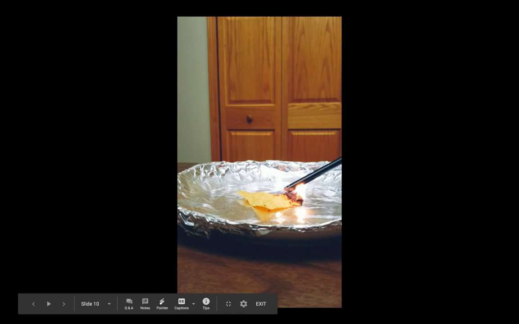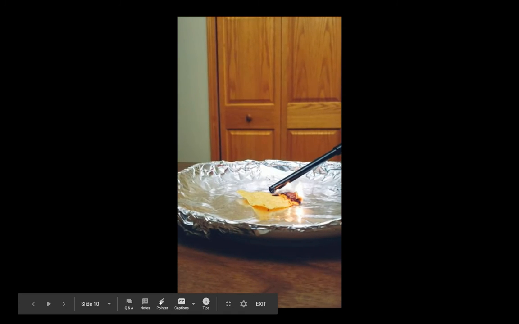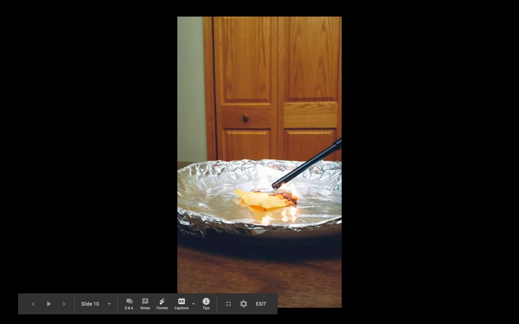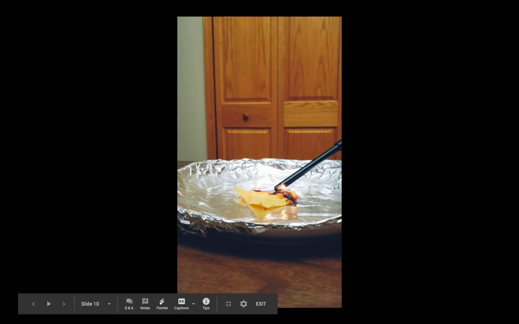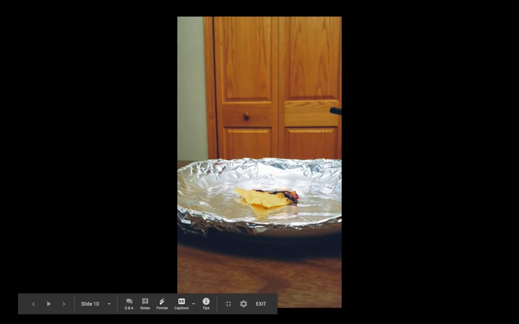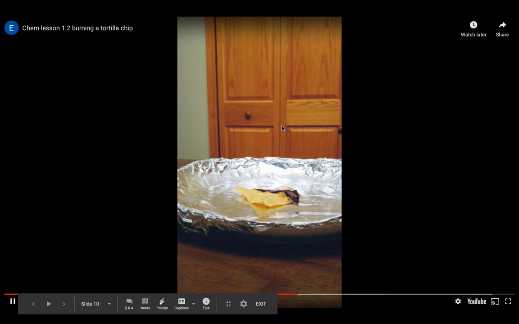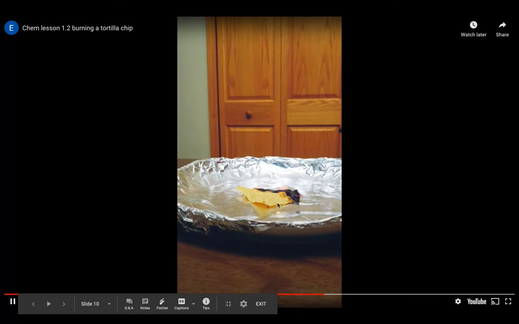You notice the color is changing. You see flames, nothing big, definitely small. It's not something that burns quickly or easily. It takes a moment to burn. And if you can notice it, the flame is very, very low.